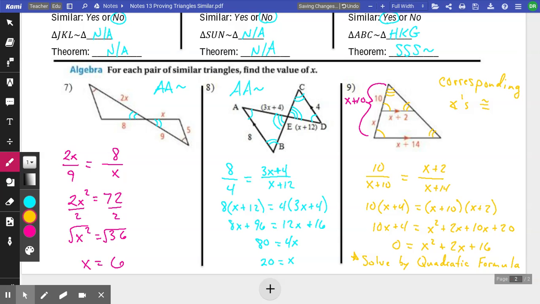Okay. And that is the end of our lesson on proving triangles similar. We're really focusing on those three theorems and whether or not angles are congruent and sides are proportional.